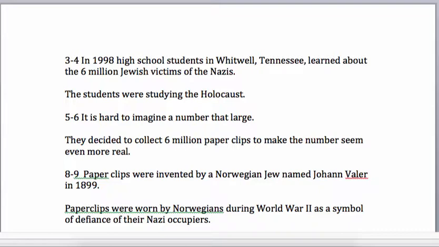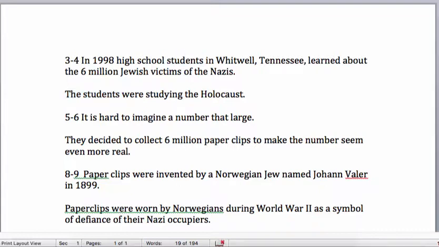I just cut off numbers 1 and 2 sentences in this. This is from page 31 to 32, okay? 6 million paper clips. And what I want you to look at, and the best way to figure out relative clauses, is if you have phrases that are repeated. For example, students.